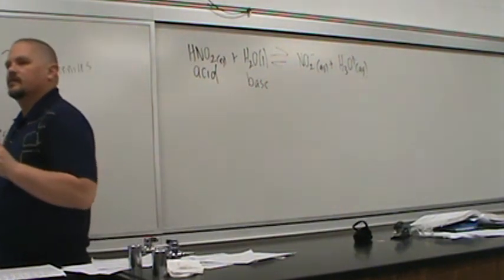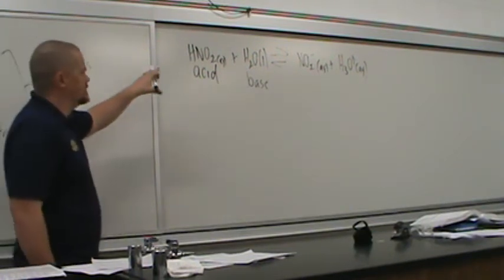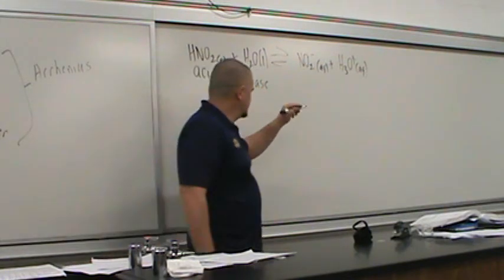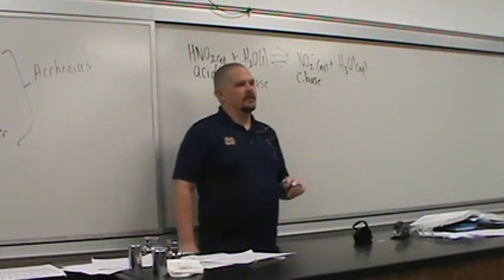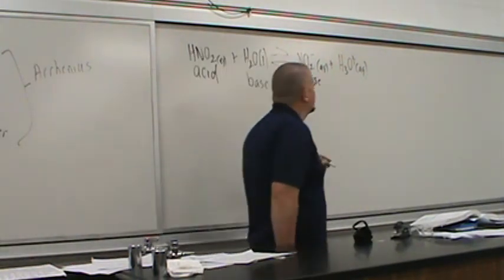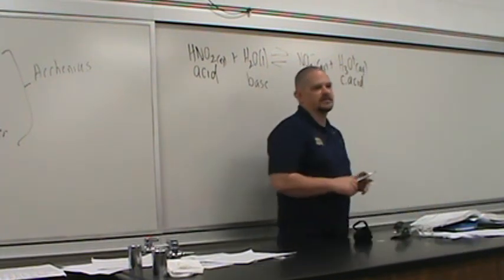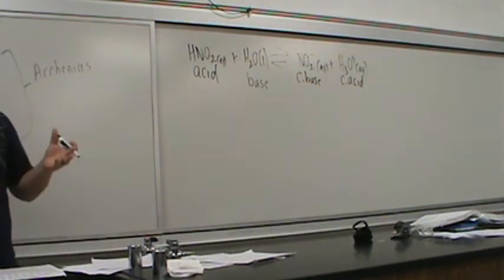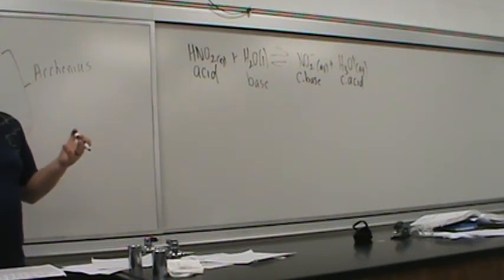Now on the right-hand side, nitrite ion. Well, if nitrous acid was our acid, the nitrite ion has to be our conjugate base. And water was our base on the left-hand side, so the hydronium ion has to be our conjugate acid. You see how this works out? Yes, no? Questions? No questions?